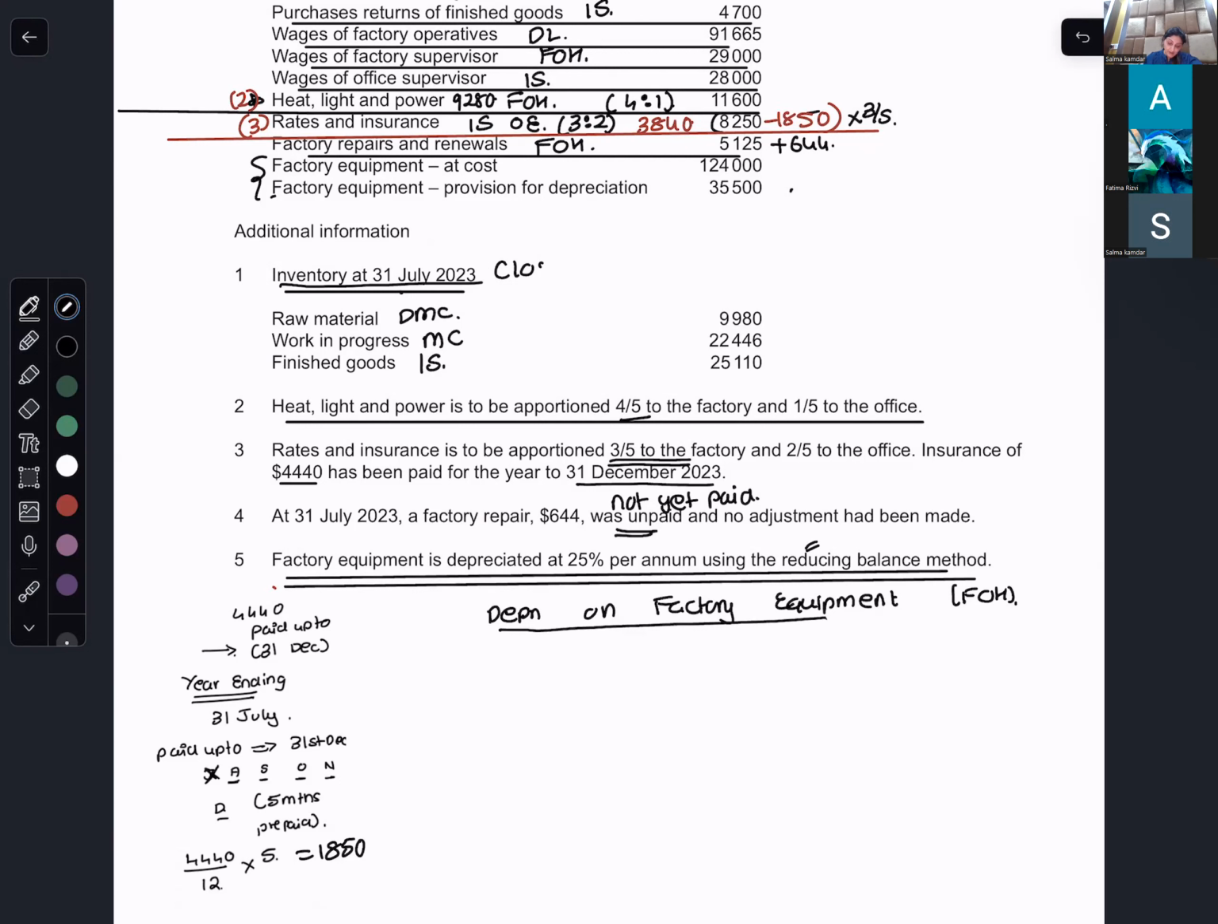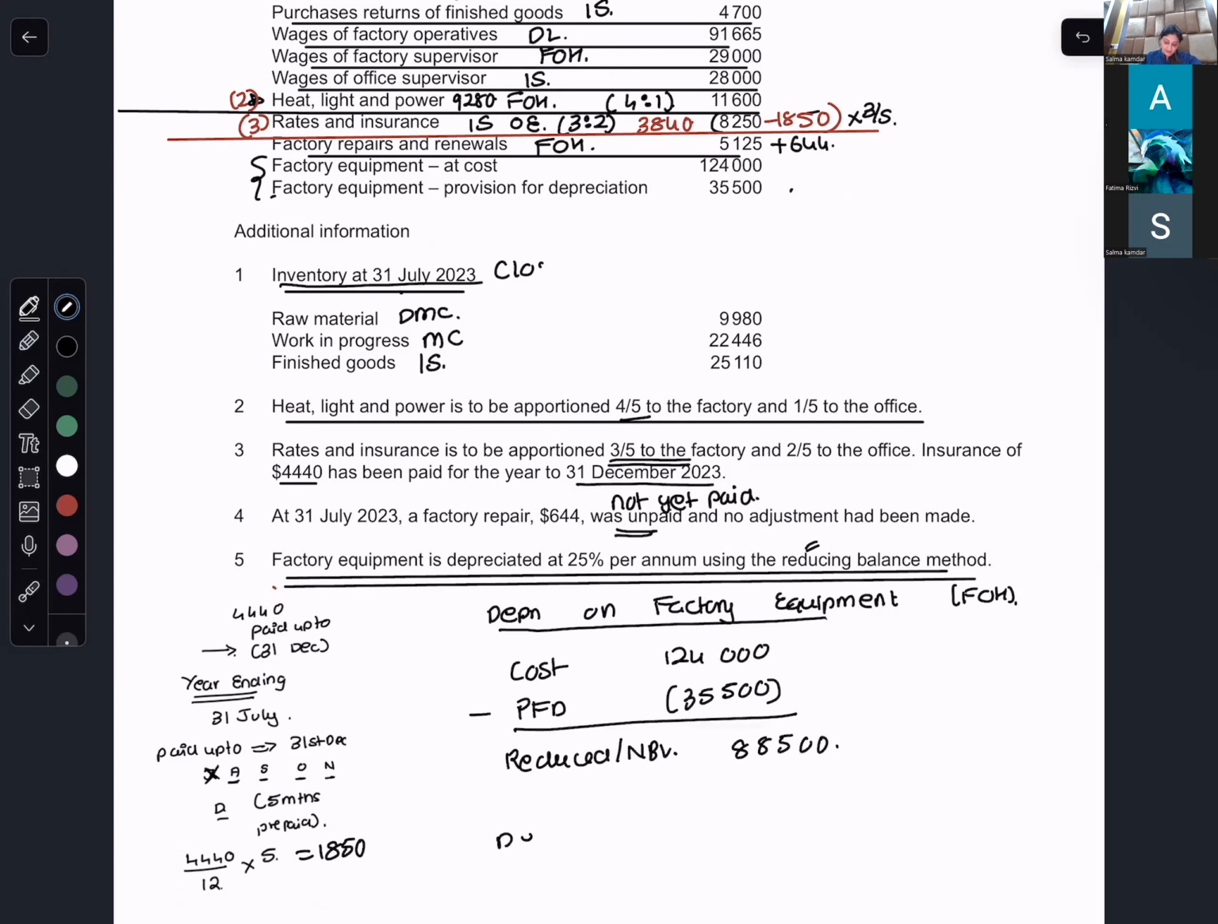Reducing balance. How do you calculate reducing balance method? First we calculate it on the cost, then we subtract the provision. Okay, so what is the cost? 1,000 minus 35500. You'll get the reduced value, or I could say the net book value, is how much? 88500.